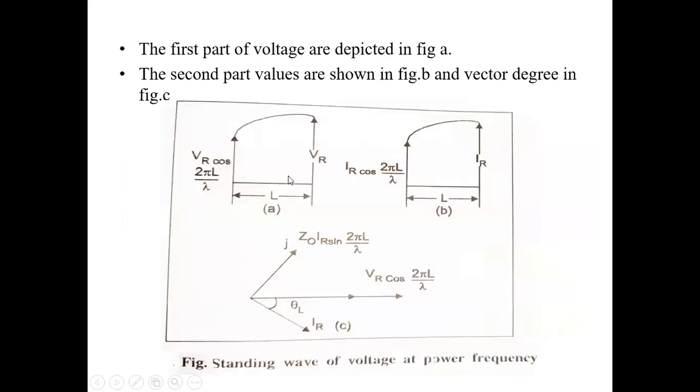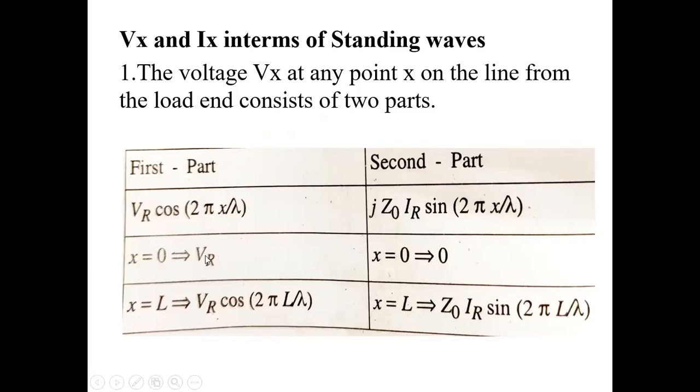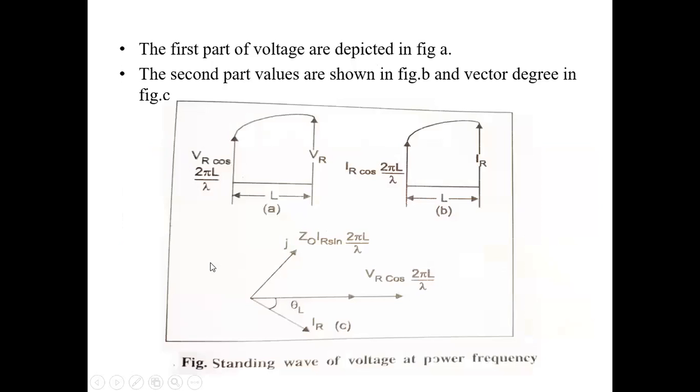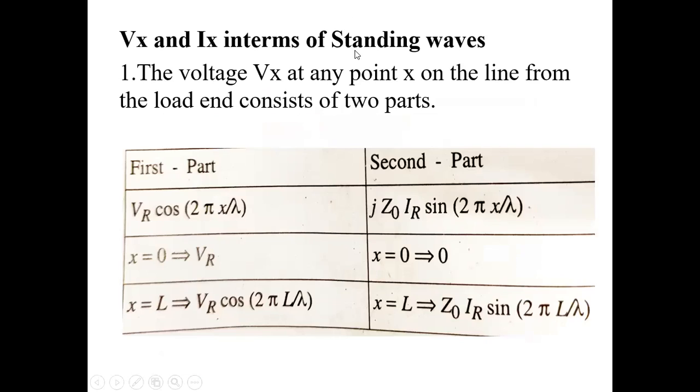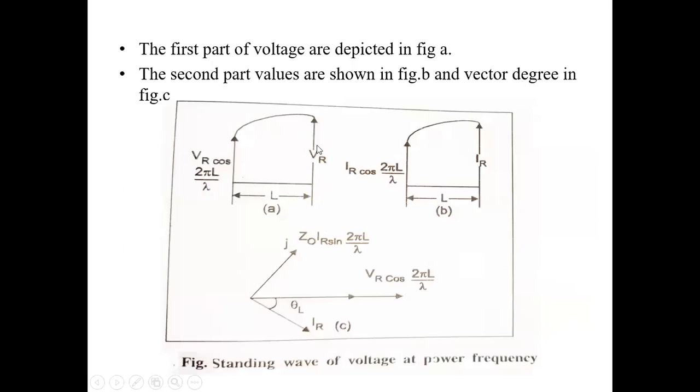Now, with these representations, we can draw the standing waveform. The first part is VR. If you substitute x is equal to 0, the magnitude is VR. Actually, we have to start from the load side, since Vx is given at any point x on the line from the load end. So from the load end, if x is equal to 0, the magnitude is VR.